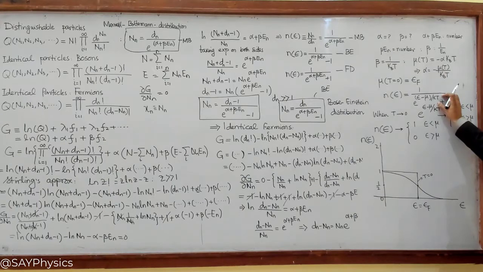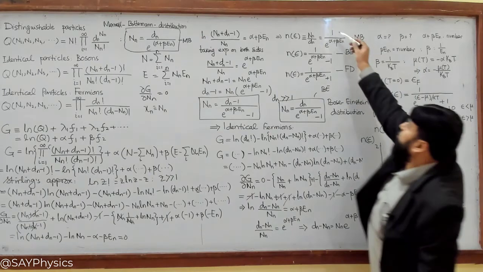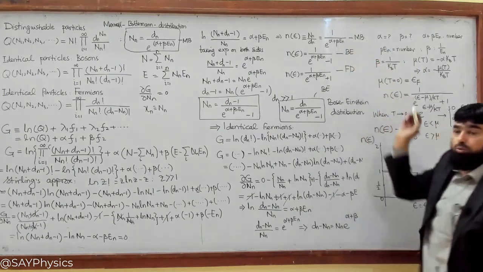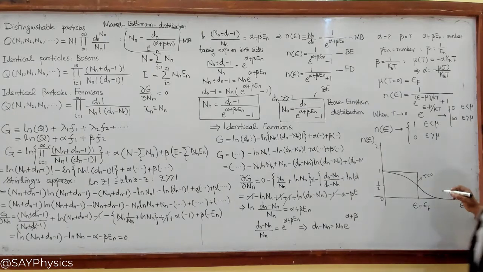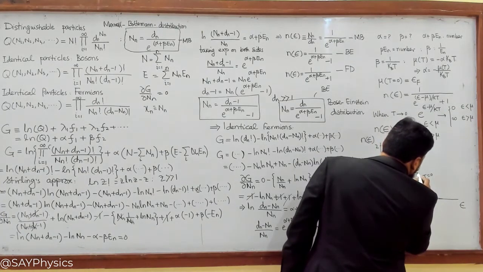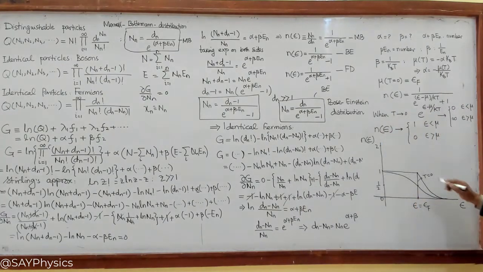Now what will be in this situation? When E is equal to mu, then this will become 0 and it will become 1. Right? Means 1 over e to the power 0 is 1. So its starting point is from here. The Maxwell distribution will start from here and it will go and join this one. It is an exponential decay and it will go like this.